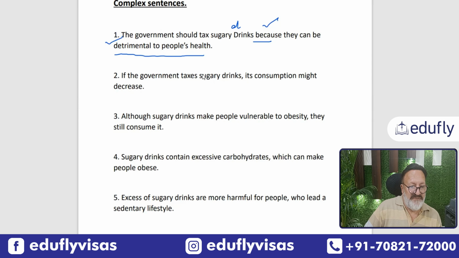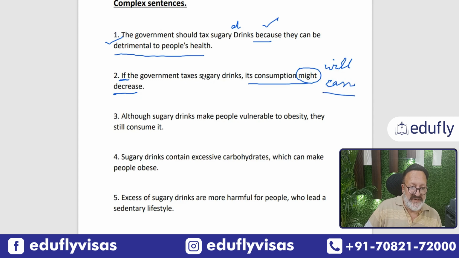Now if the government, if is a conjunction, if the government taxes sugary drinks, agar government tax karti hai, its consumption might decrease. Its consumption, of course, could decrease. And this is another thing which I wish to point out, that you should use these hedges. Hedges means you should not write its consumption will decrease. Will is a very strong word. You should always avoid this. You should say can, might. These are known as hedges. So it's always better not to make a very strong statement.